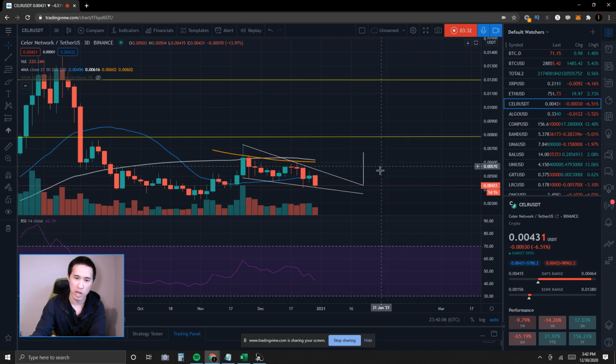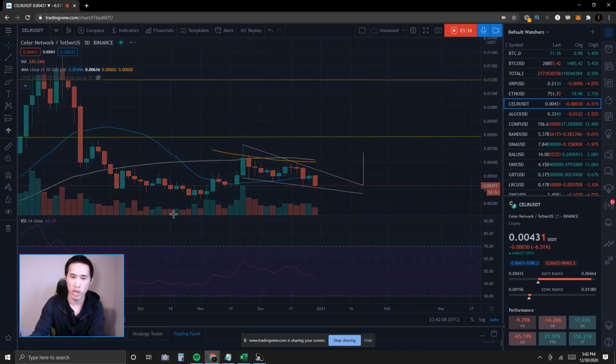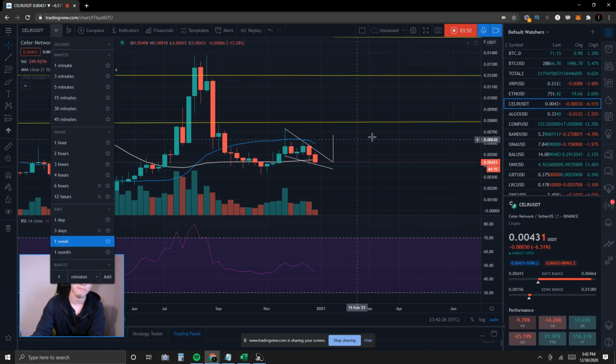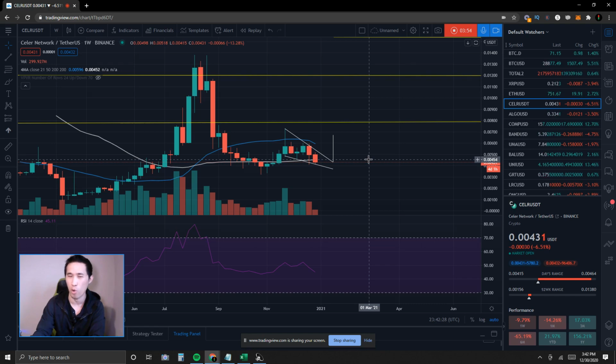And the price action right now is being supported, I believe, by the weekly 50 simple moving average. So it's very important for the weekly candle to not close below this weekly 50 simple moving average. The weekly candle closes in about 4 days here. So let's see what happens. But this is a key support I'll be looking out for.